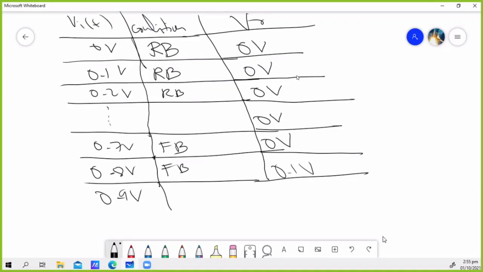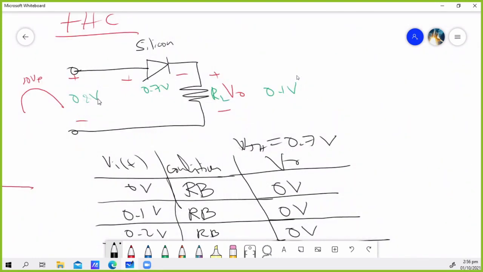Anong kondisyon ng diode natin? Forward bias pa rin yan. Okay? Kasi na-maintain niya yung 0.7. What is the output? The output is 0.2 volts. Bakit? So balik tayo dito. 0.9 yung input natin, and then i-maintain pa rin ni silicon yung kanyang 0.7 volts. So that 0.7 volts, ito 0.2 volts na siya. Para pag in-add natin siya, 0.7 plus 0.2 is equal to 0.9 volts. So ganun lang yung nangyari.